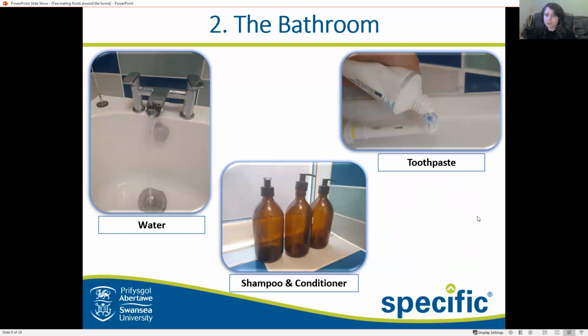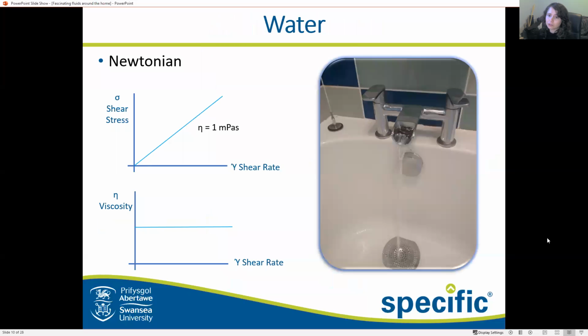But we'll be starting in a place where there are lots of fluids, which is the bathroom. So here we have 3 examples, which I'll be going through in a bit, including water, shampoos and conditioners, and toothpaste. So we'll start with the simple one.